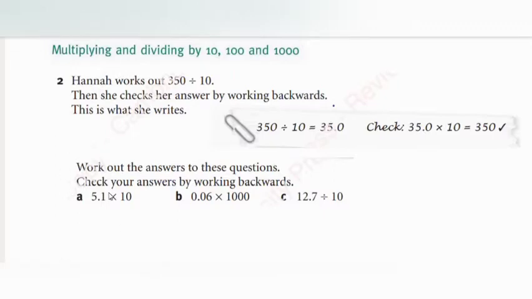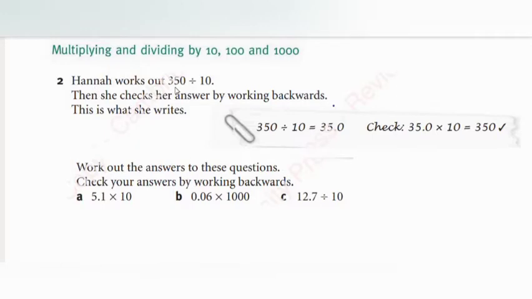Now we're going to continue exercise 3.2 from the second question. We have already completed the first question in the first part, and now we're going to continue the exercise on multiplying and dividing by 10, 100 and 1000 using the easy method.